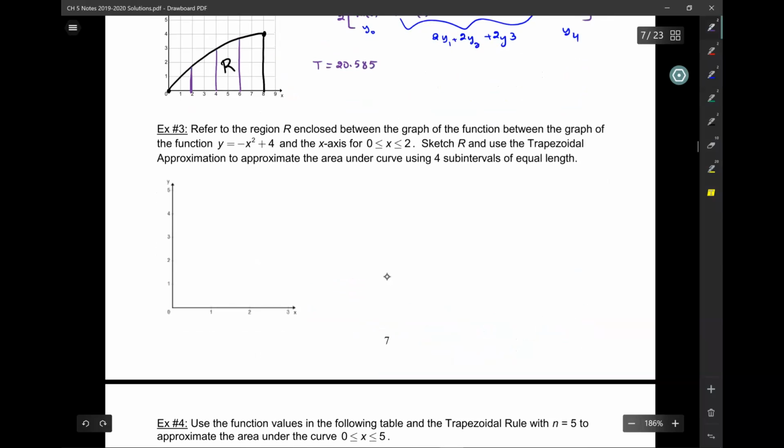Now the region R is between the function negative x squared plus 4 and the x-axis from 0 to 2. So negative x squared plus 4 has a y-intercept of 4. And then we're going from 0 to 2. At x equals 2, how much is y? 0. Okay?